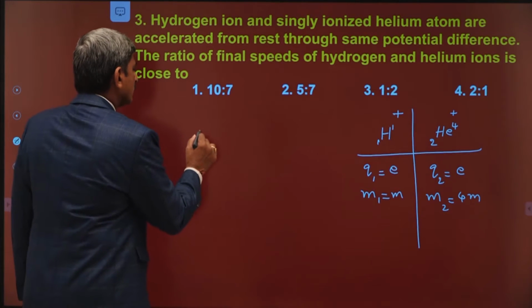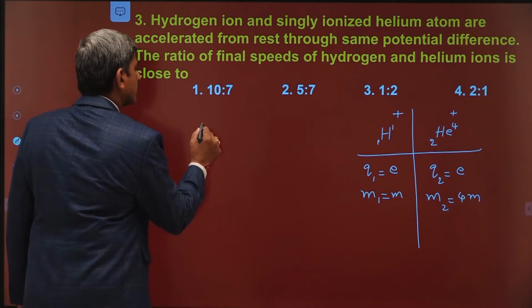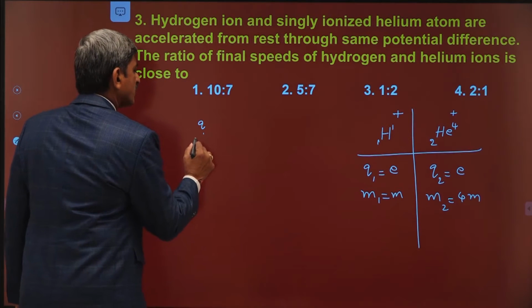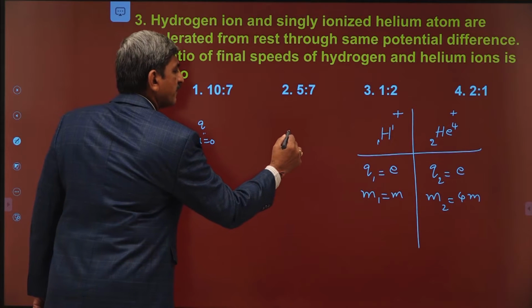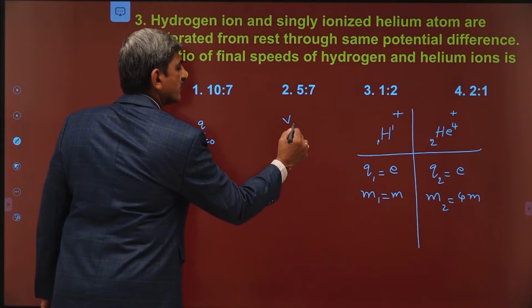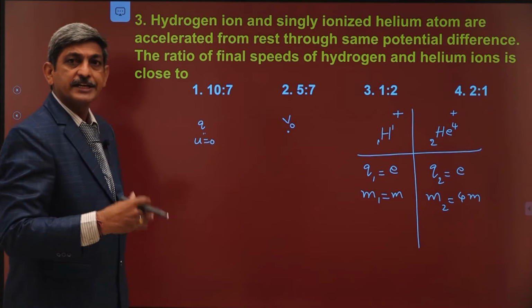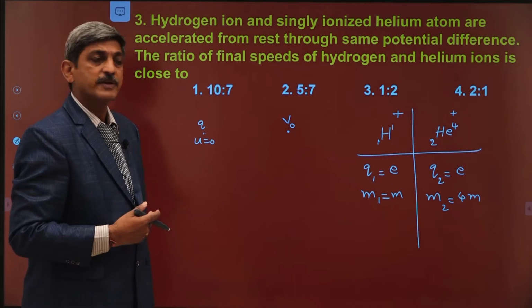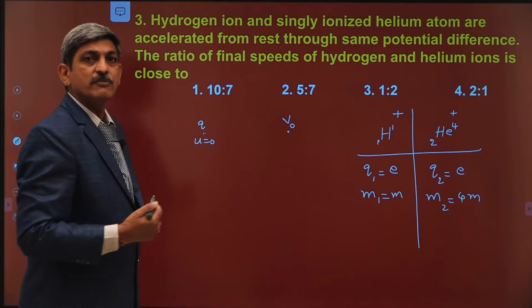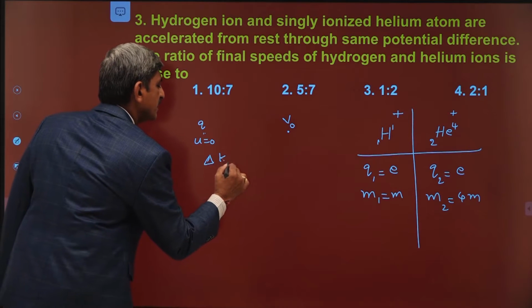Now suppose this is a charged particle having a charge q, at rest. The charged particle is accelerated between 2 points having a potential difference of V0. Due to the potential difference, an electric field is created. Due to that electric field, some work is done on the charged particle, and according to the work energy theorem, the work done is always equal to the change in the kinetic energy.